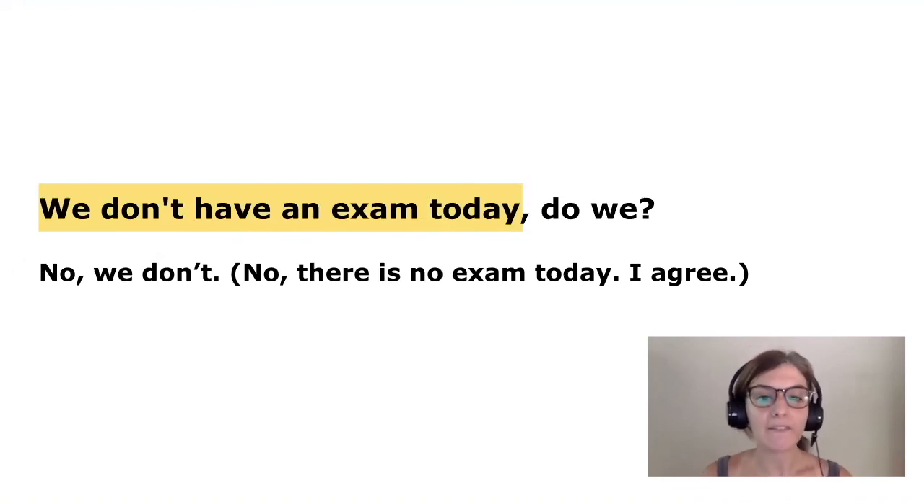Here's another example. We don't have an exam today, do we? If you want to say that, yes, that's true, what you have asked me is the truth, I agree with you, then again, you're just repeating the same thing that you've heard in the main statement. So we don't, meaning we don't have an exam today, or no, we don't, because the verb in the main statement is negative, so we can add that no just to be extra clear.